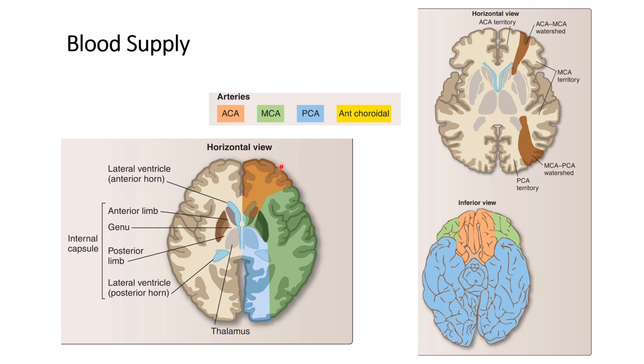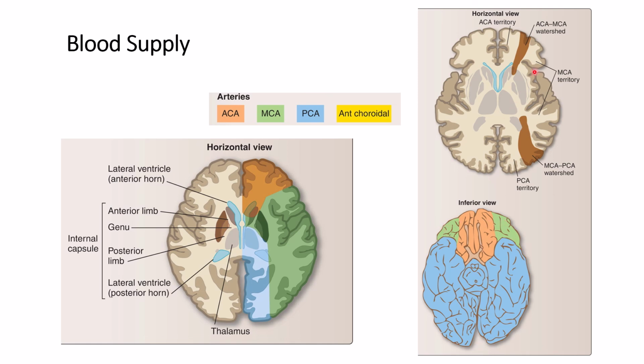Okay, so this is the transverse section of the brain, and you can see the anterior cerebral artery is more medial, a little bit anterior but more medial. The middle cerebral artery is lateral, and the posterior cerebral artery is also medial but also inferior. Same idea here: the posterior cerebral artery is supplying the inferior part of the brain, the anterior cerebral is supplying the middle side, and the middle cerebral is supplying the outer side.